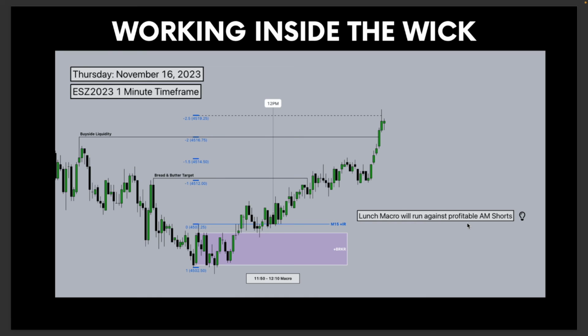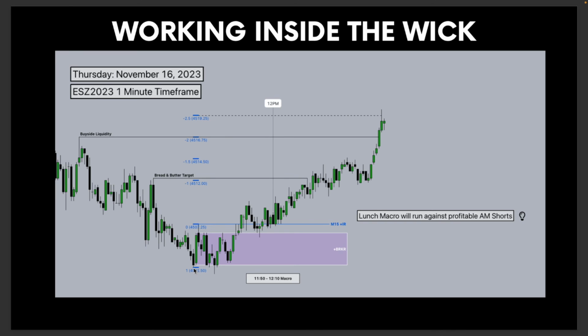What do we know as well? And again, you need context, and this is not an every time thing, but it's more likely that the lunch macro is going to run against profitable traders. So today, shorts were profitable in the morning, so the lunch macro is likely to run against profitable shorts.